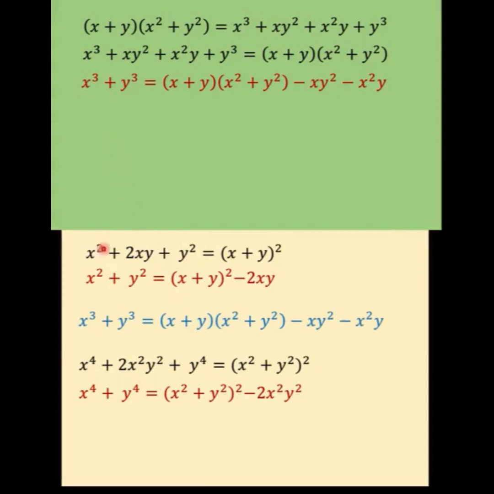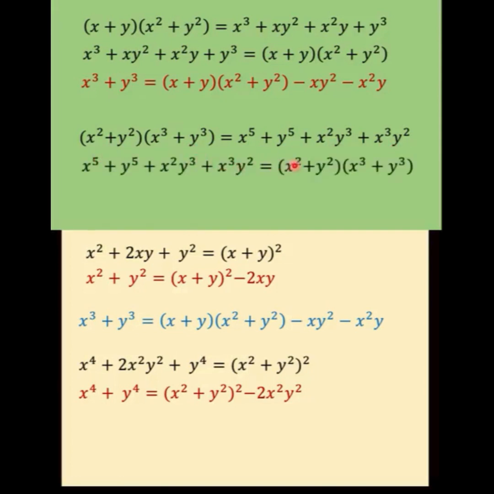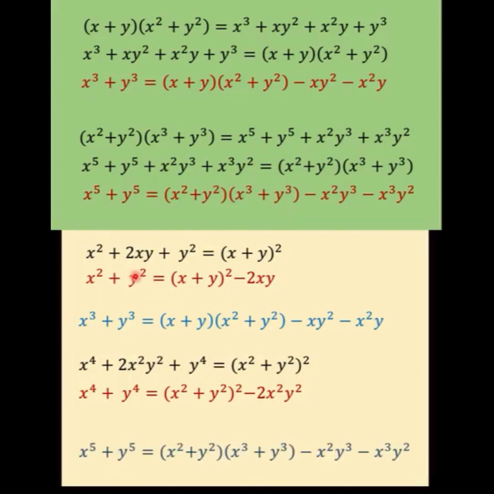Then let's express x to the fifth plus y to the fifth using the same process. If we multiply the quantity x squared plus y squared times the quantity x cubed plus y cubed, this is the result. And by symmetric property, we can interchange the left and the right side. And expressing this as x to the fifth plus y to the fifth, we now arrive at this expression. So we now have these different expressions for x squared plus y squared, x cubed plus y cubed, x to the fourth plus y to the fourth, and x to the fifth plus y to the fifth.